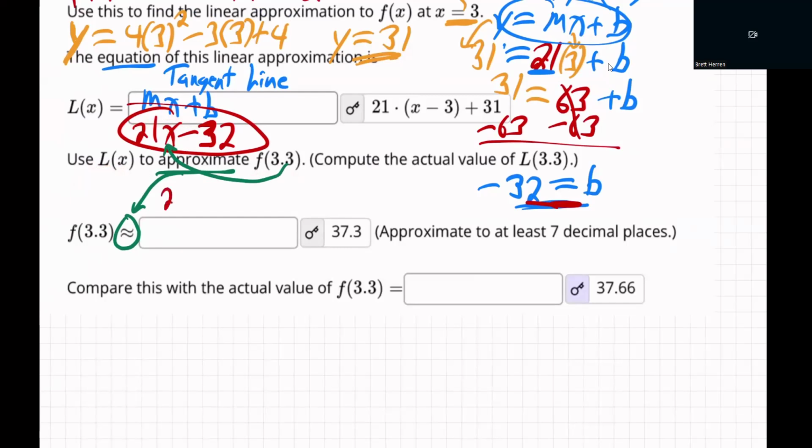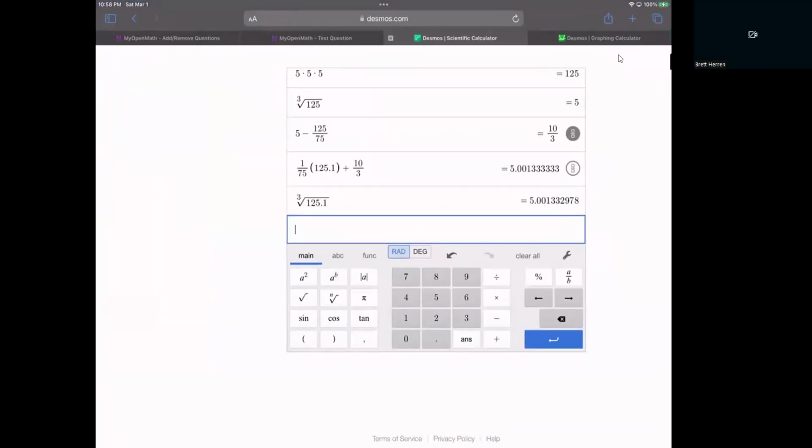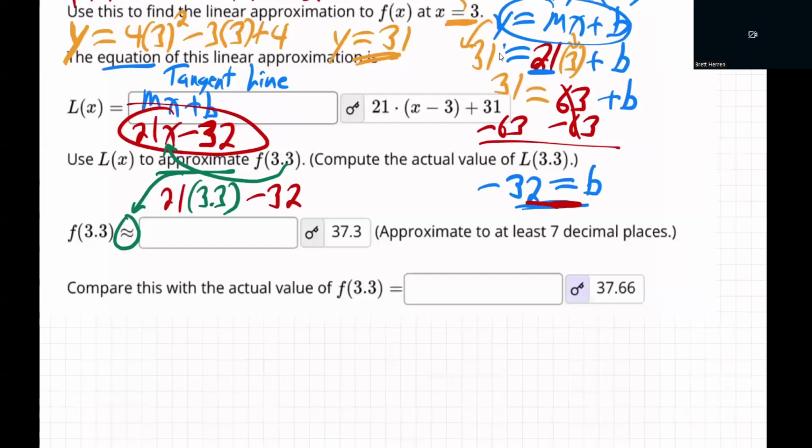So I get 21 times 3.3 minus 32. Let's go figure that out. Go to our Desmos calculator. 21 times 3.3 minus 32. Yeah, there it is, 37.3. And that's, in fact, the answer we get there, 37.3.